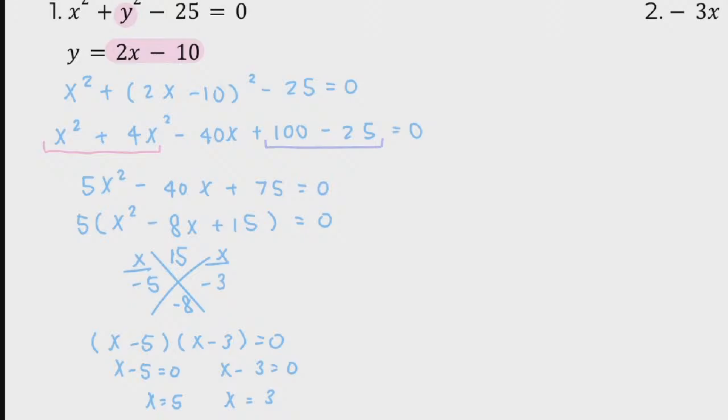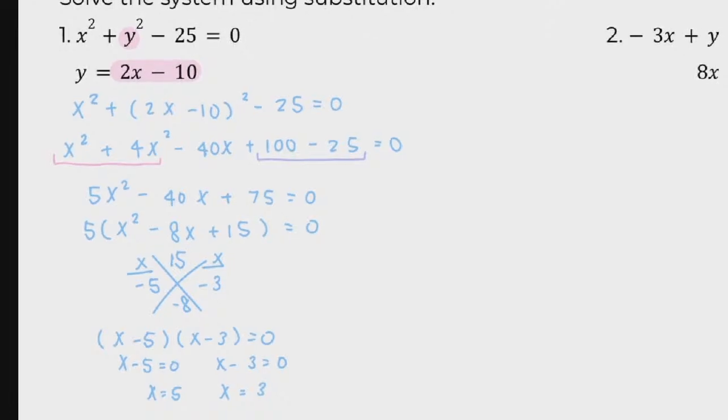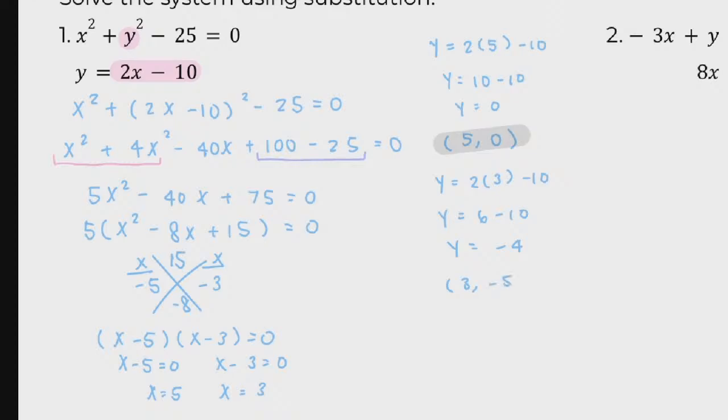And now we want to plug this back into the equation to solve for y. It would be easier to plug it into the second equation, so that's what I'm going to do. So we get y equals 2 times 5 minus 10. So that's 10 minus 10, which is 0. So that's when x was 5. So (5, 0) is going to be one of our answers. And the other one is when x is 3. So we get 6 minus 10, which is negative 4. So (3, negative 4) is the other answer.